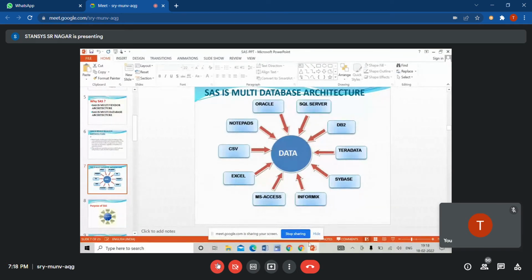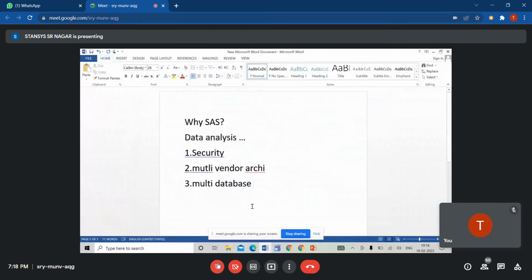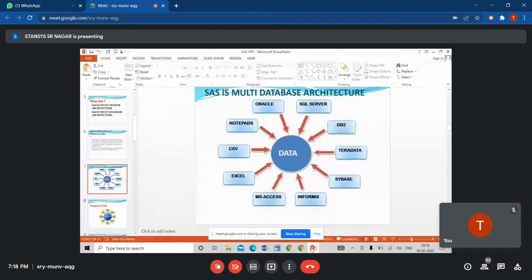Why we are using SAS in the market is that SAS can read any type of database file into its application.